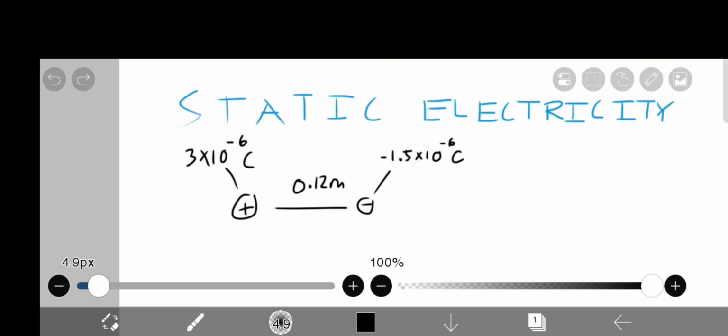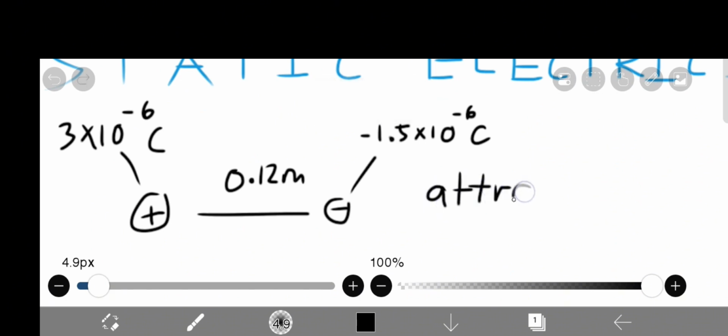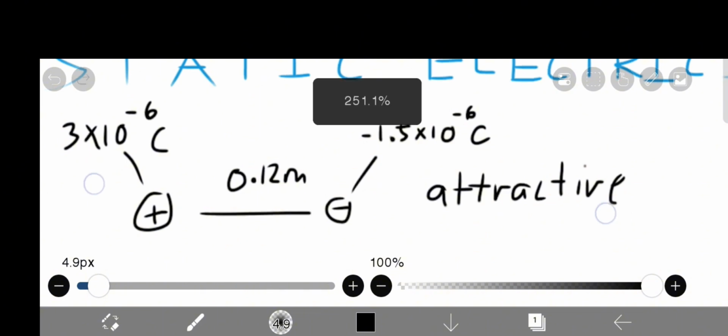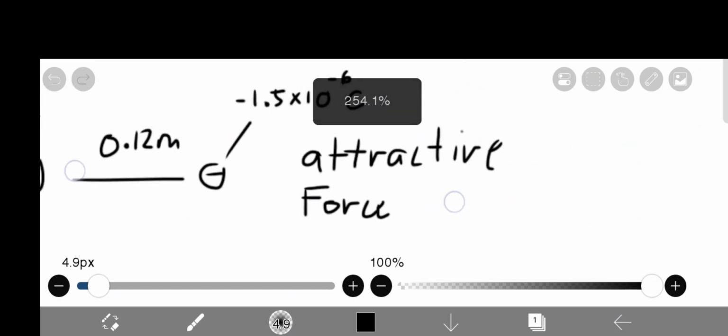Okay, so for our problem, we have two subatomic particles. One is positively charged and the other is negatively charged. The value of the positively charged particle is 3 times 10 raised to negative 6, and the value of the negatively charged particle is negative 1.5 times 10 raised to negative 6. Both are in coulombs. Since they have opposite charges, they are what? Attractive. So they have a force of attraction.